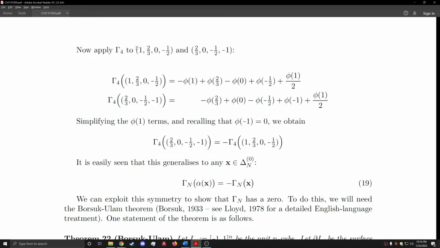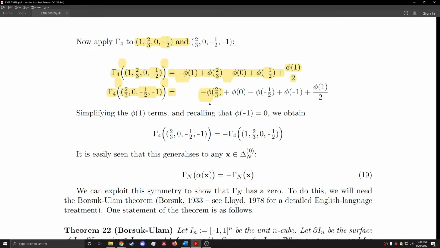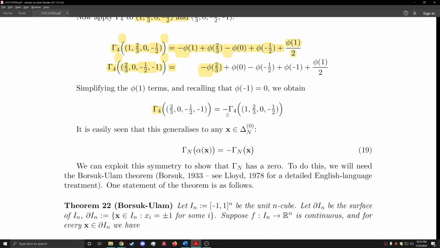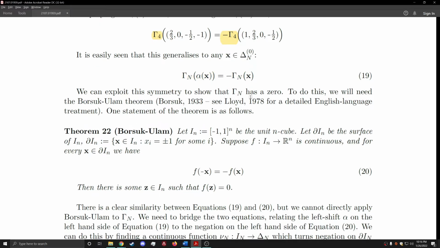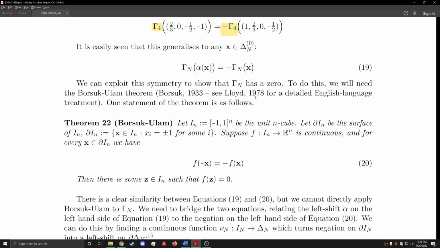So now we're going to apply this, and we're just going to go through the motions. This is actually just showing the output, and we're seeing that this gamma turns into a negative gamma whenever you apply this. And here it is written again. Whenever you apply alpha to x, you are going to get negative gamma x. The alpha just makes it negative. And this is going to be the most important thing, because we can exploit the symmetry to show gamma sub n has a 0.